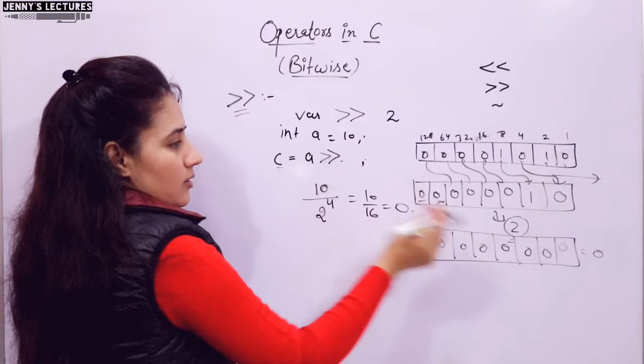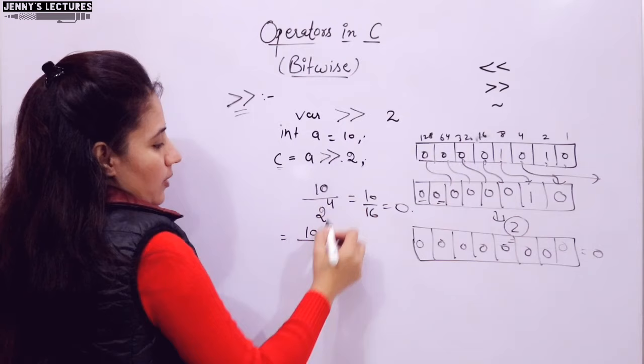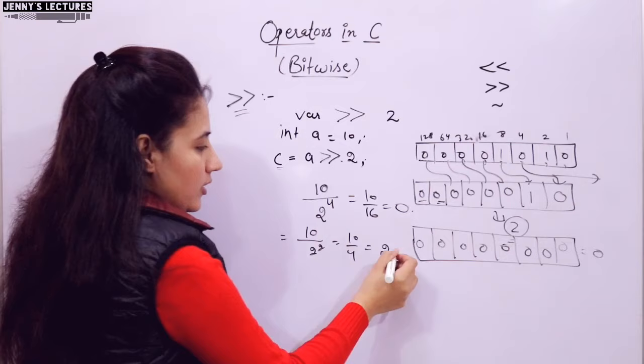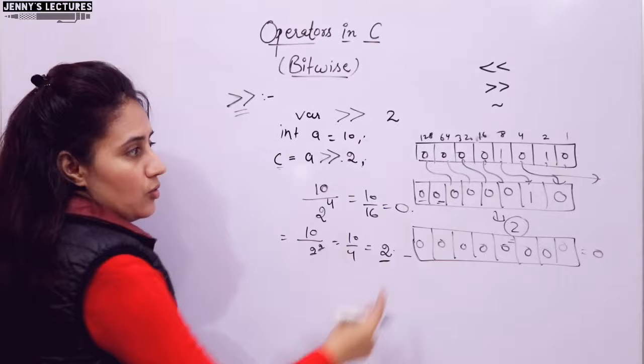Now if you write 2 here, then what output will you get? 10 divided by 2 raised to power 2, 10 divided by 4, that is 2 point something, but it will remove that fractional part and give you the integer value, and exactly we got 2. So this is the shortcut.